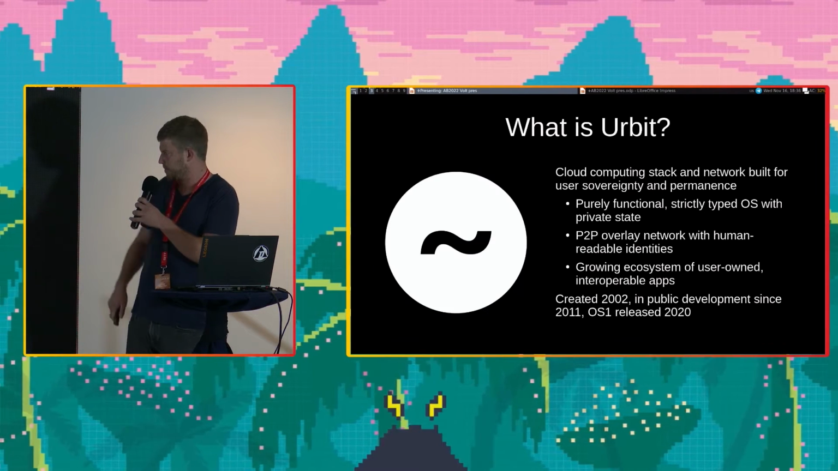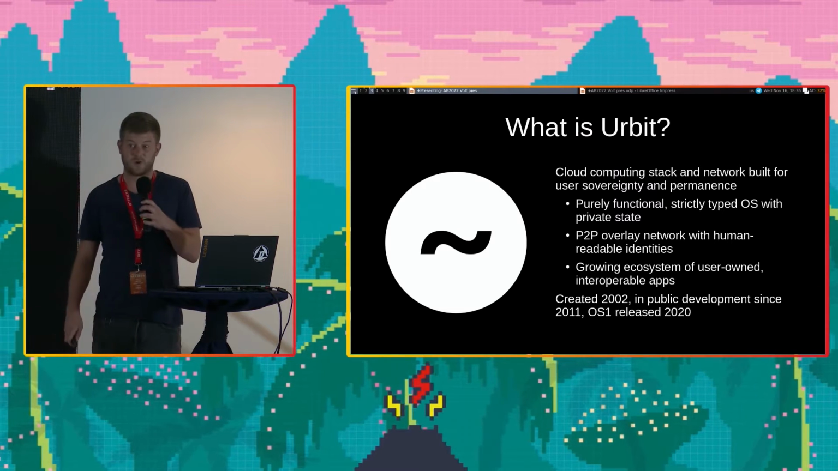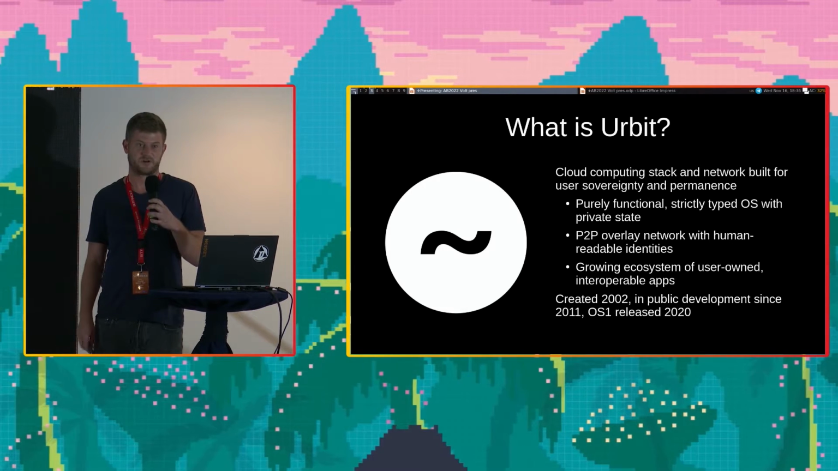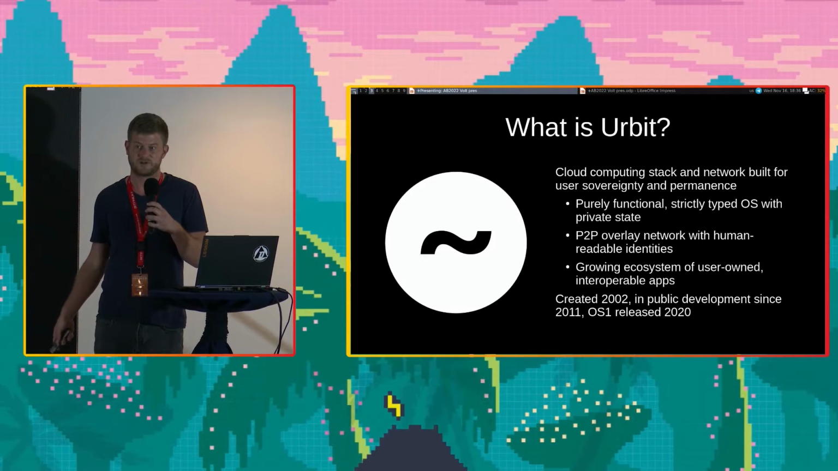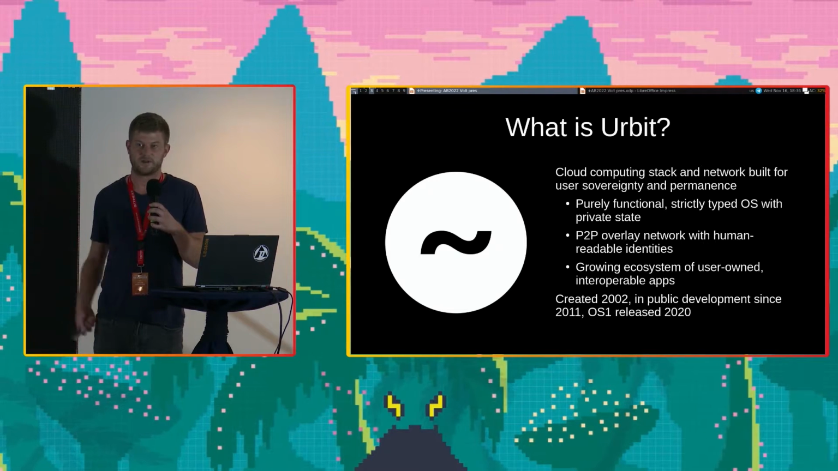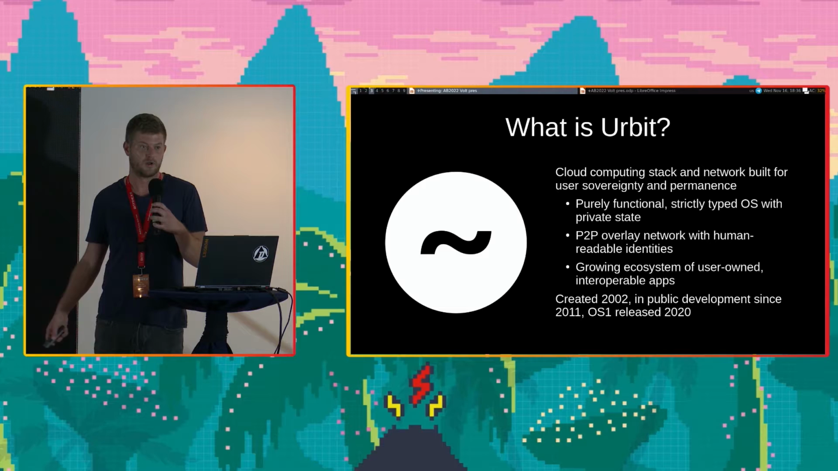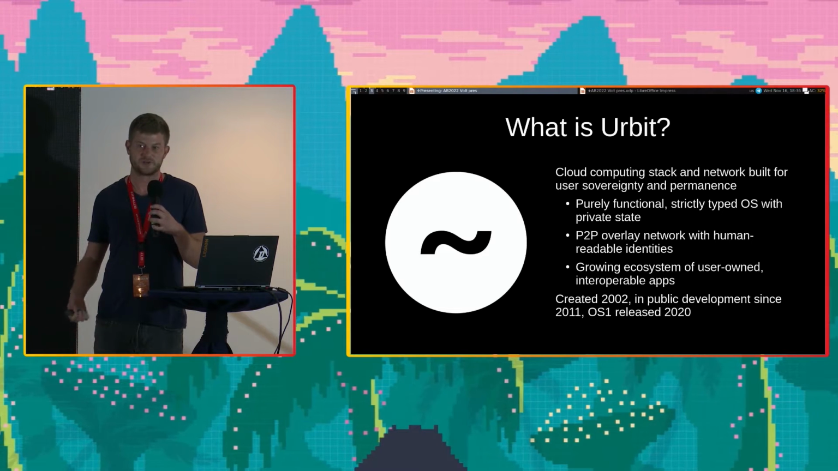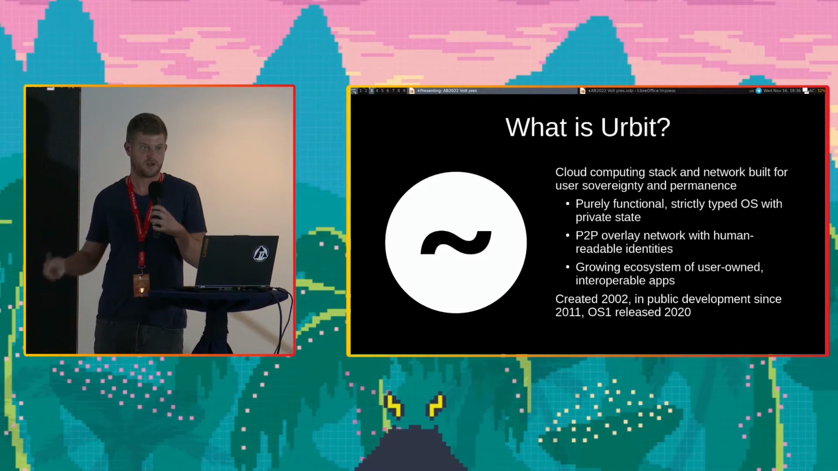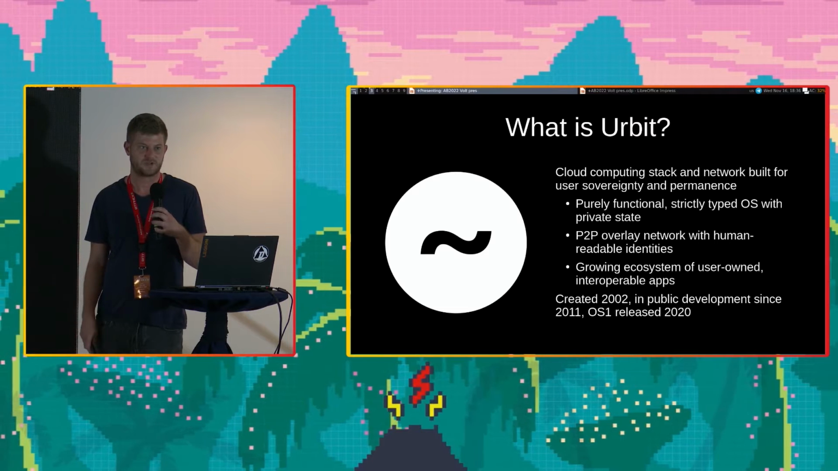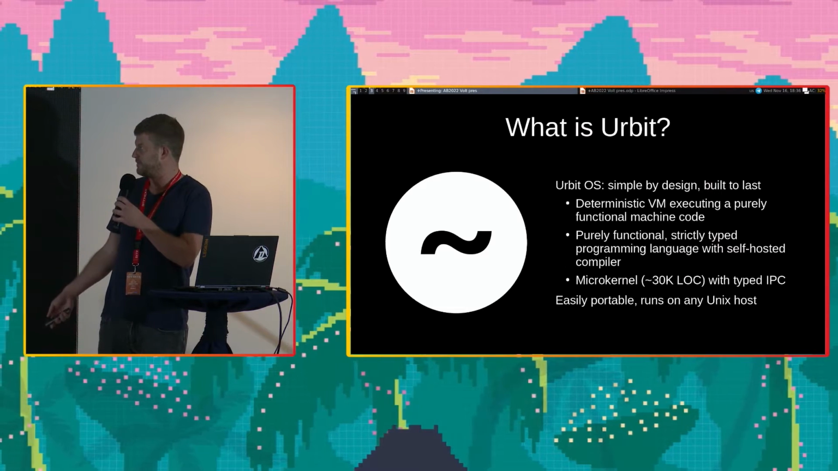Yeah, so it's quite old. It's about 20 years old at this point. Development started in 2002. It went into public development in 2011. And then finally, about 2.5 years ago, OS1, which was the first graphical interface to a chat, groups, and publishing flagship app, was released.